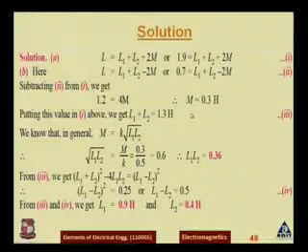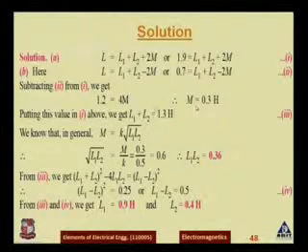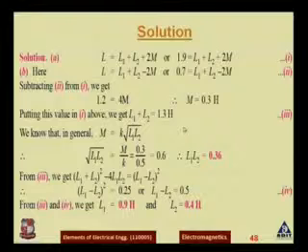So what can we do now? We want to get the final answer. We can put the M value in equations 1 and 2. So we can get the value of L1 plus L2. That is, L1 plus L2 is equal to 1.3 Henry.